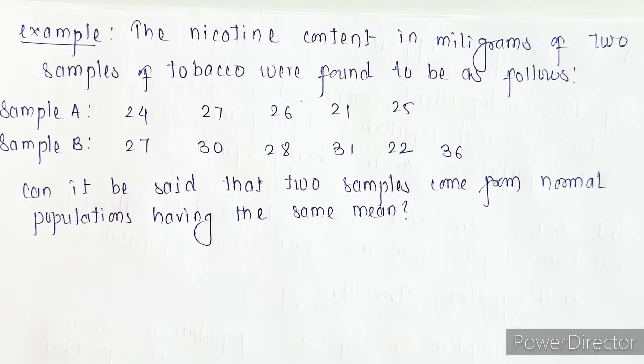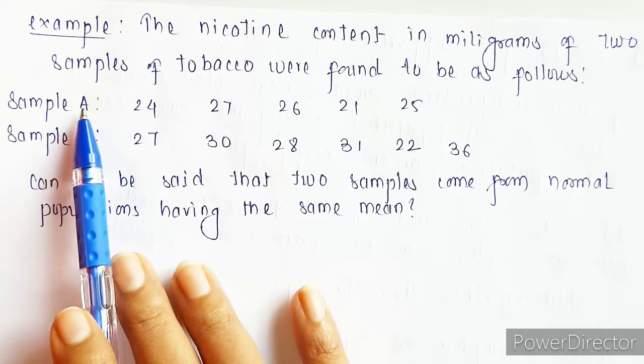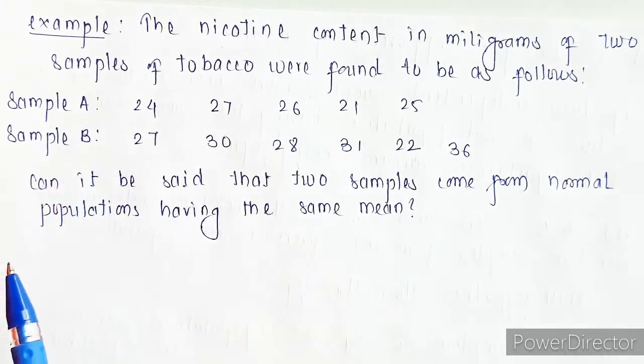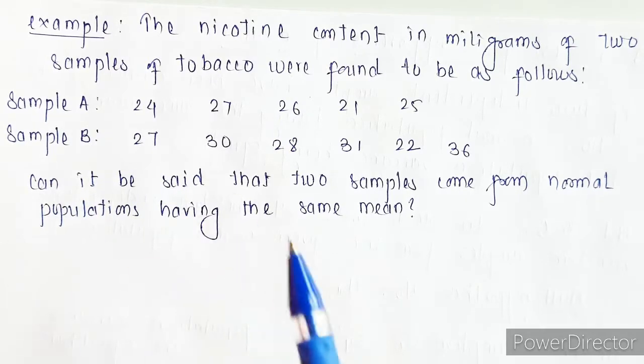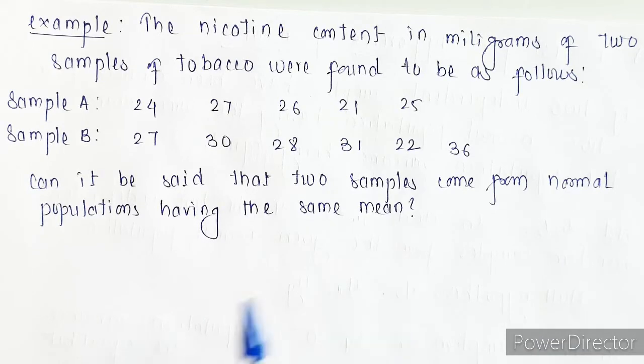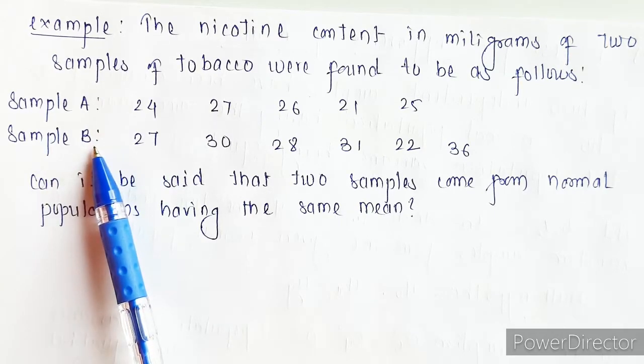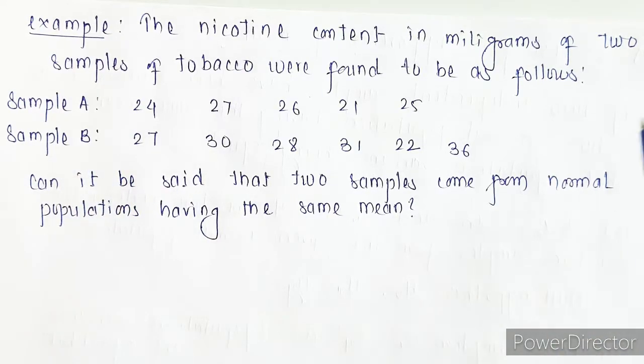Let's look at this example. The nicotine content in milligrams of two samples of tobacco, sample A and sample B, was found to be as given here. Can it be said that the two samples come from normal populations having the same mean? We have drawn these samples from some populations, and we just have to check that those populations have the same mean.